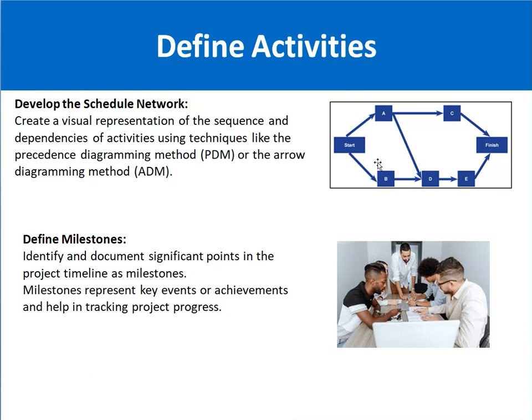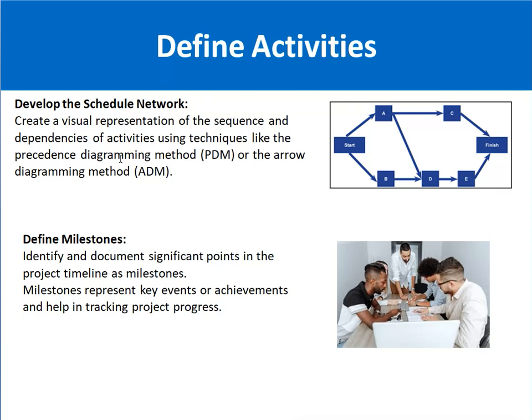This is an example of the precedence diagramming method, in which you can see this is the start point, then activity A, C, and finish. Also you can go from start, A, D, E, finish, and then you can do start, B, D, E, and finish. So this is basically a precedence diagramming method.